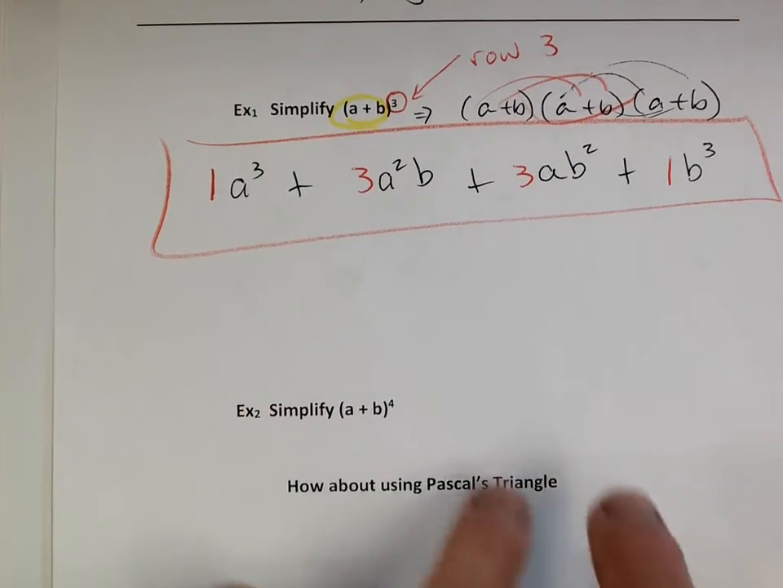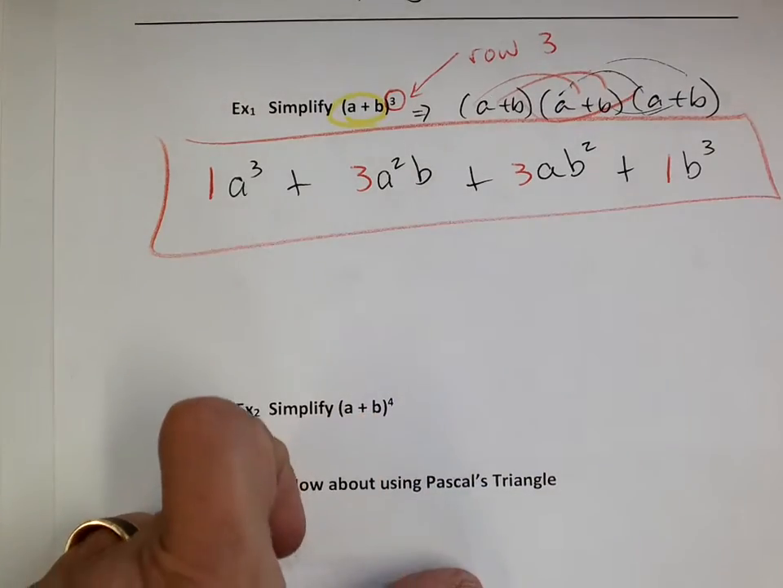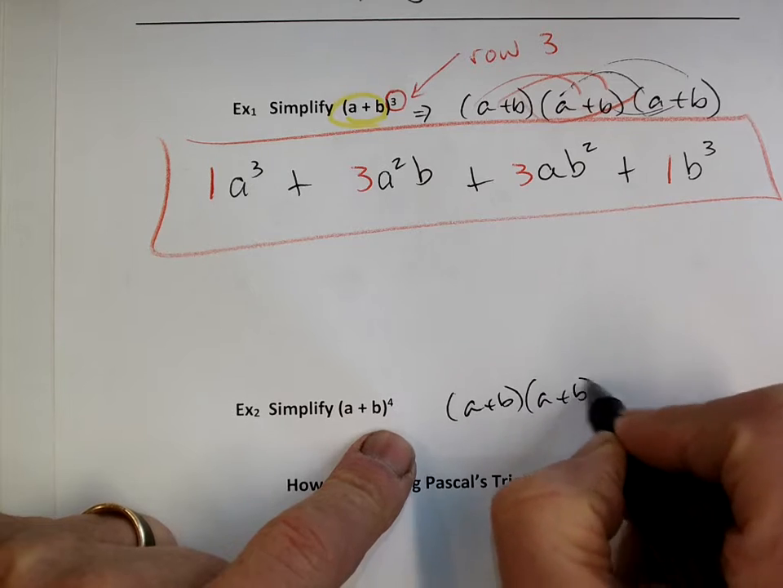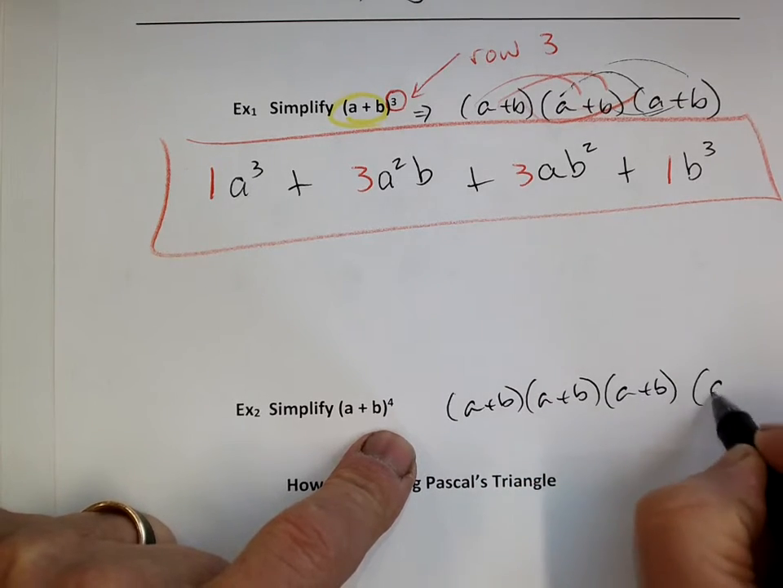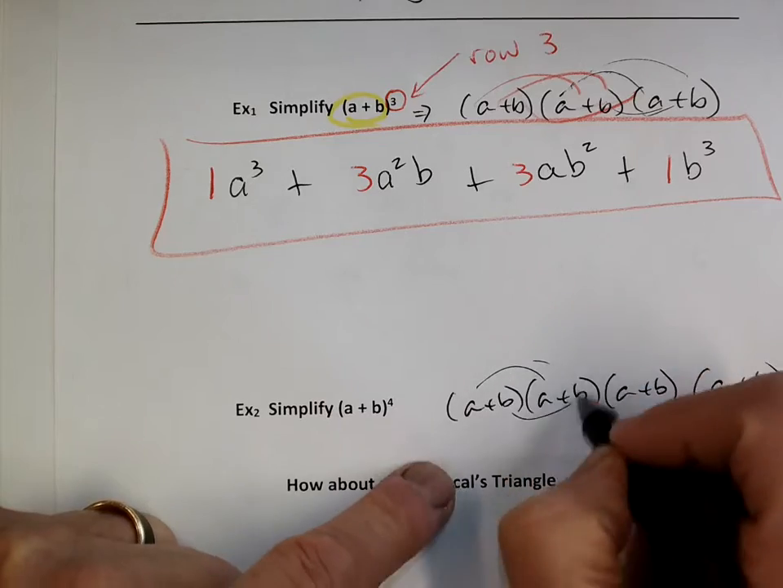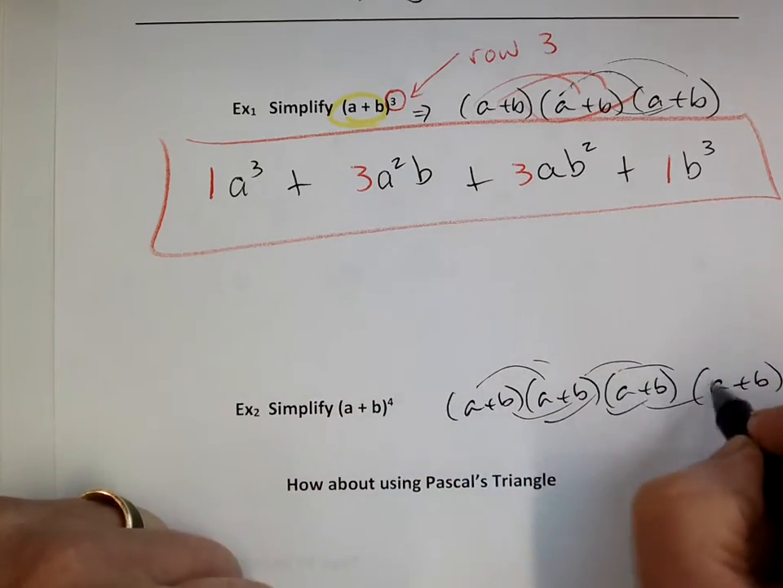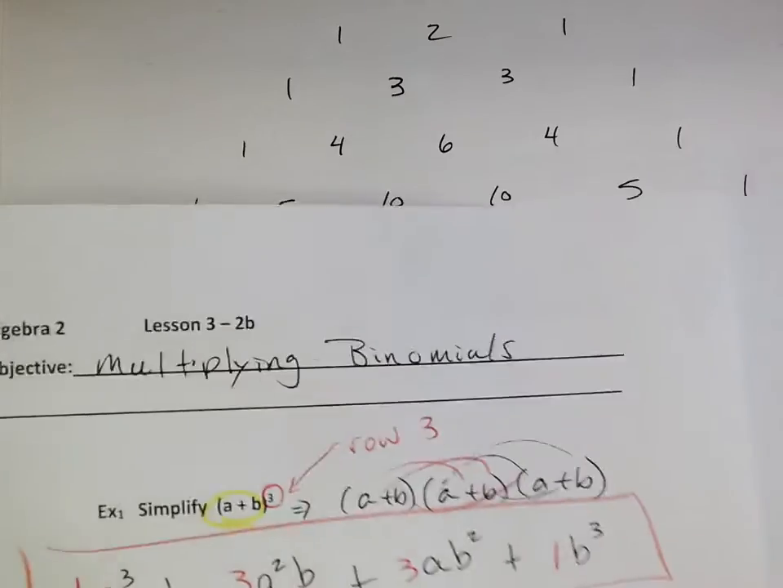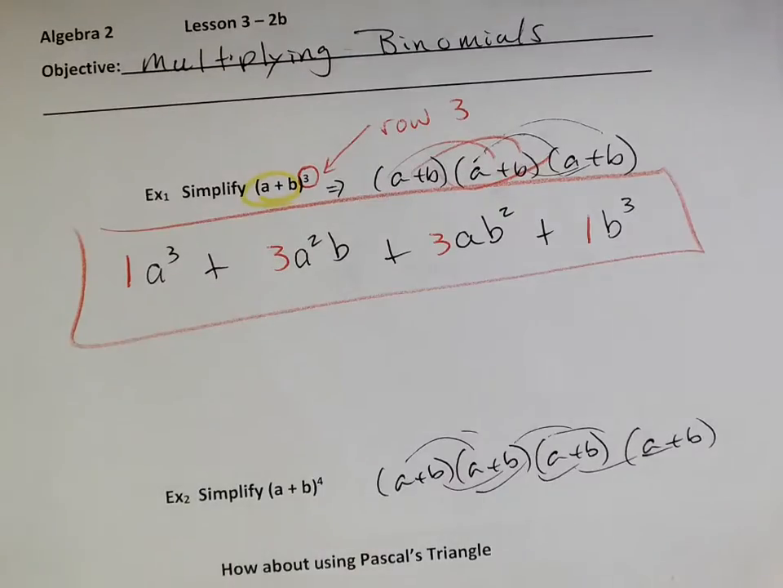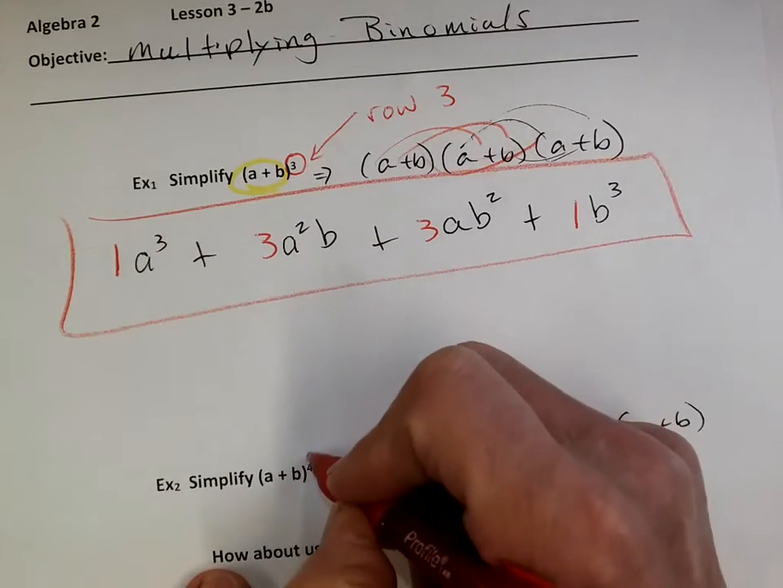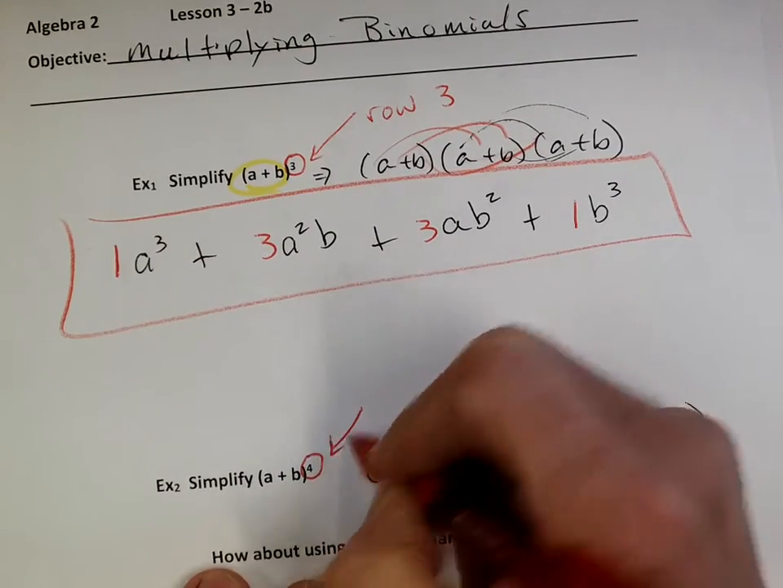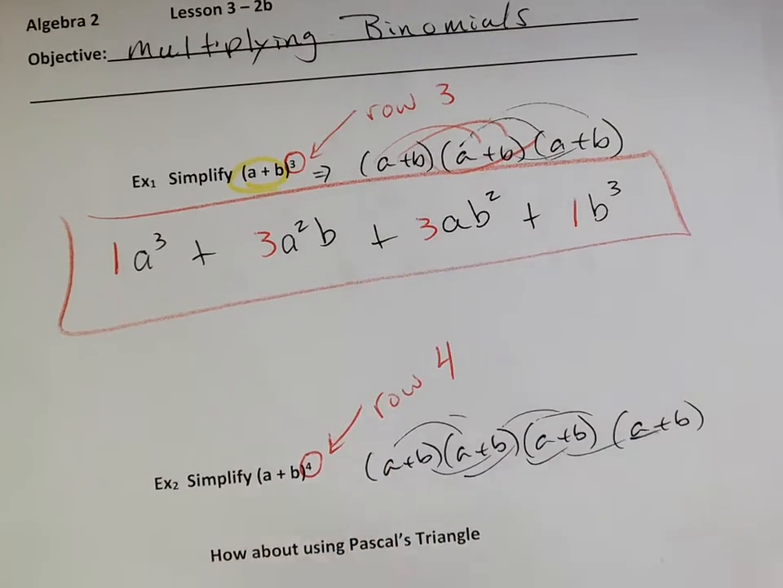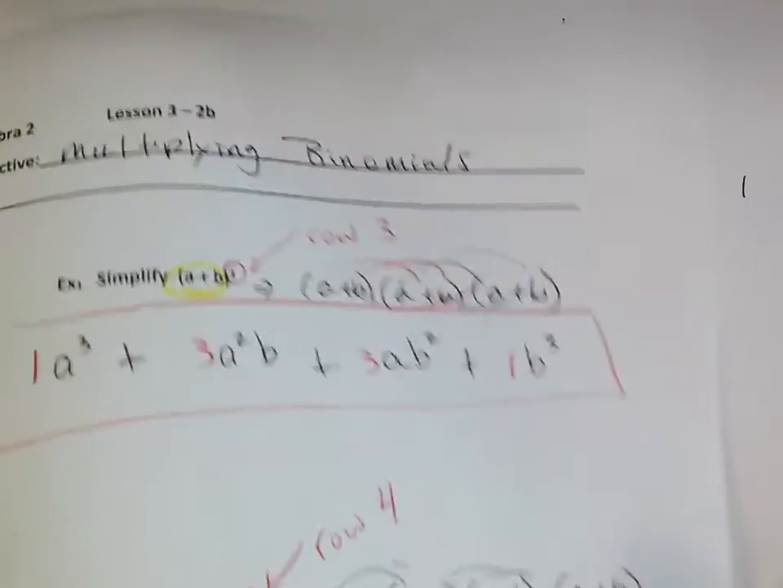Well, I could go (a plus b) times (a plus b) times another (a plus b) times another (a plus b), and I can multiply and do all that and get an answer. But let's look at Pascal's triangle. We're going to go to row 4, because it's to the fourth power. Let me do this so we can see the whole thing.